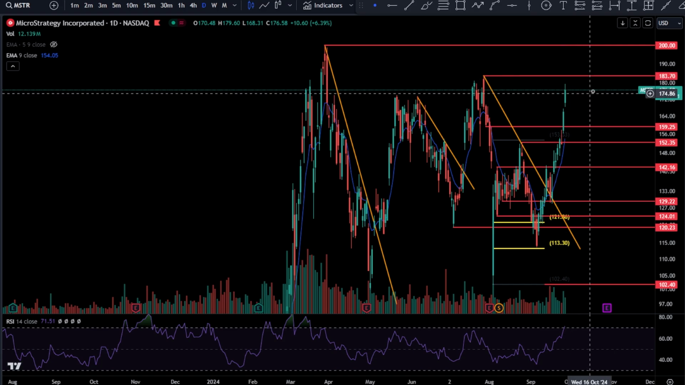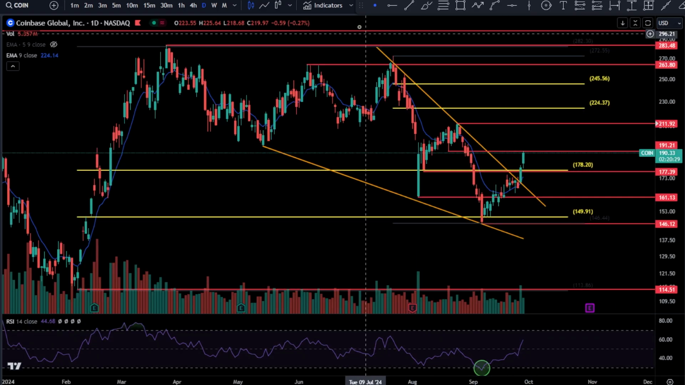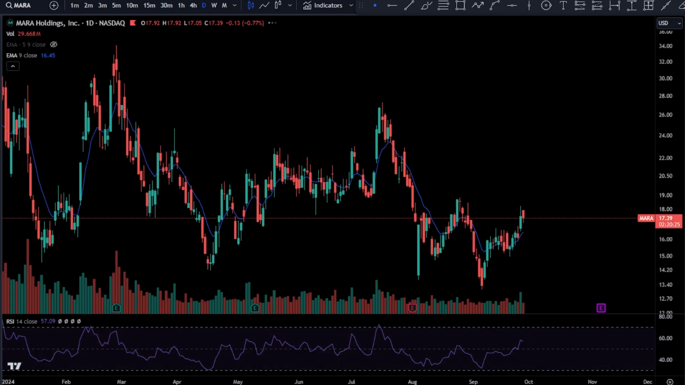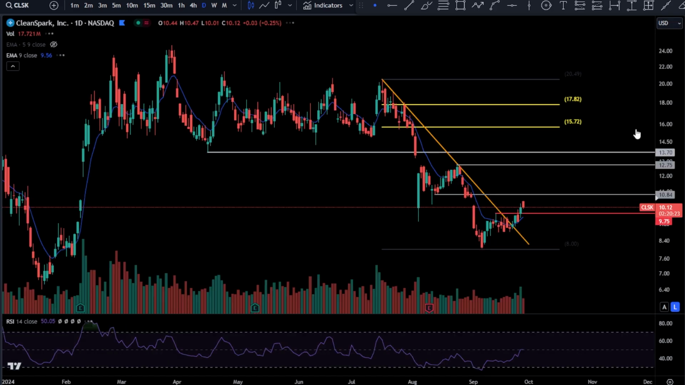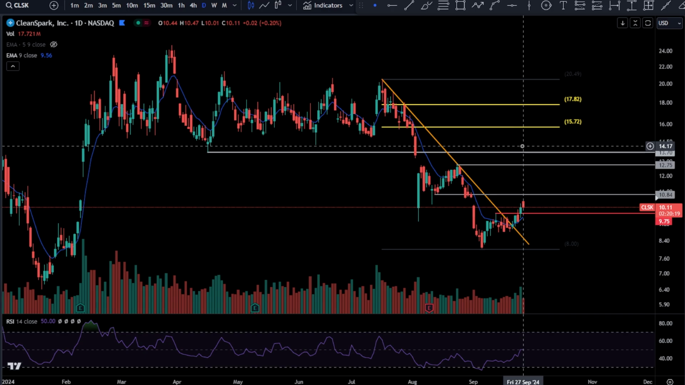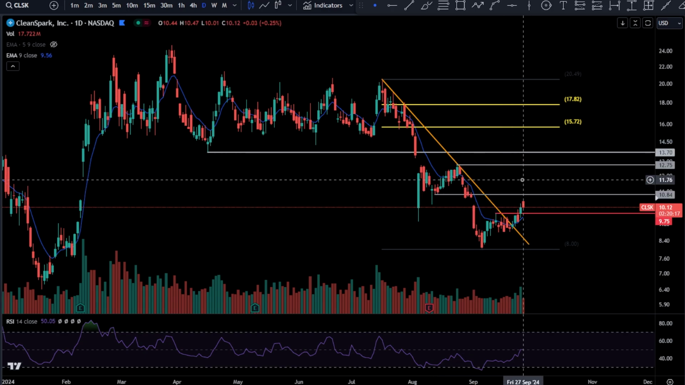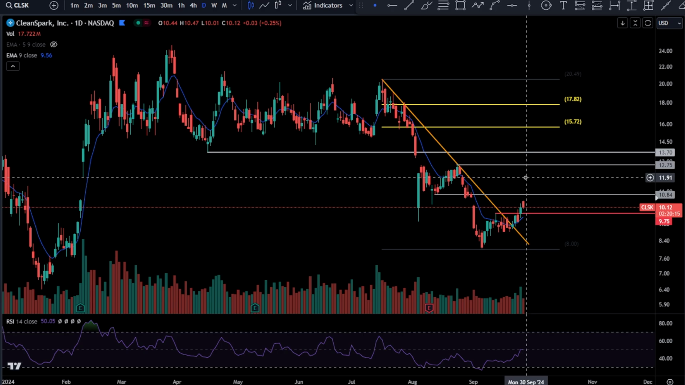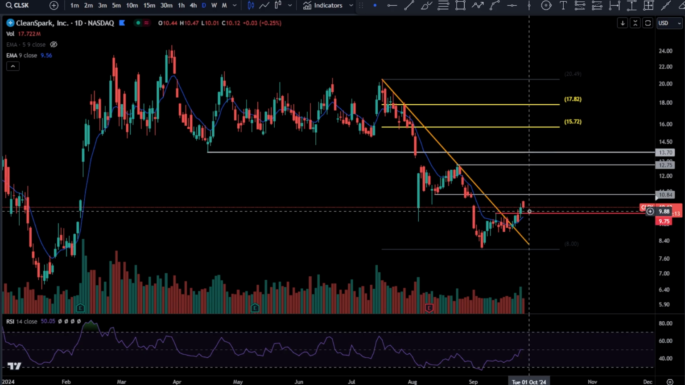MSTR is already up here. Okay, Coin is already getting that move right there. They're not the miners. Okay. But then you come over here tomorrow, CLSK, the miners, these things have barely moved. So I'm looking for a lot more movement out of these guys. Retest over here. I like it.